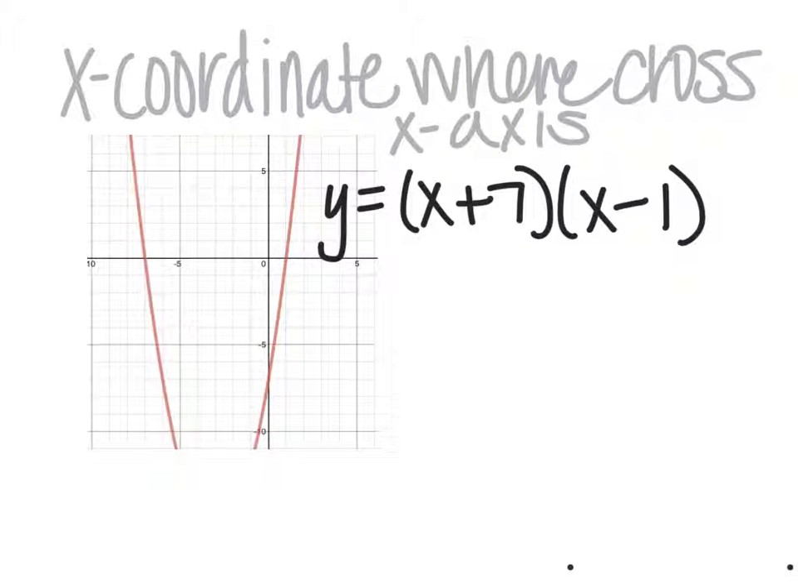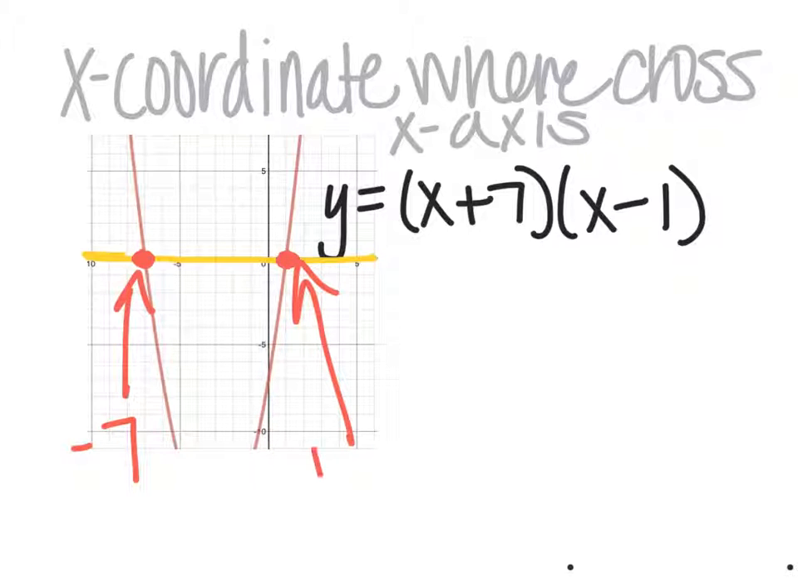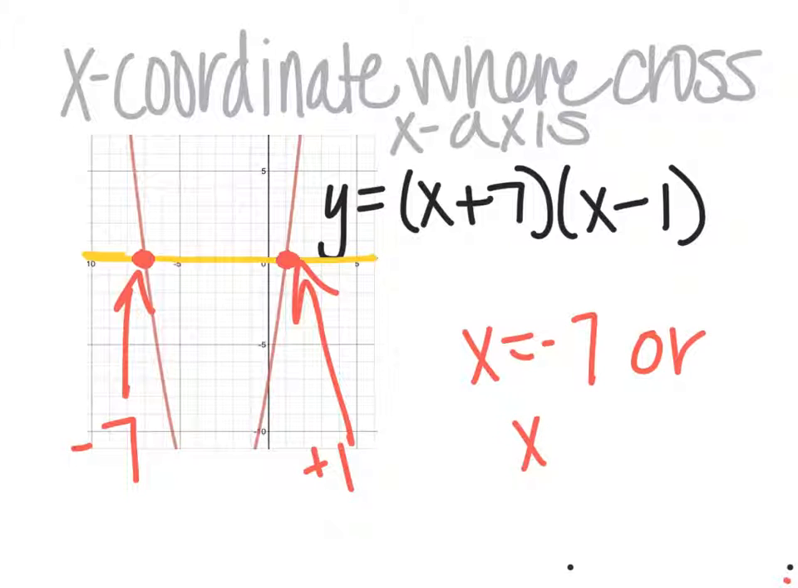Last question, it says the x-coordinates where the graph crosses the x-axis. So all it's looking for here is where the graph crosses the x-axis. Well, remember, my x-axis is this line right here. This is my x-axis. So I'm trying to figure out where my graph crosses that. Well, it crosses here, and it crosses here. And this value is going to be -7, and this value is going to be +1. So my answers were x equals -7 or x equals 1.